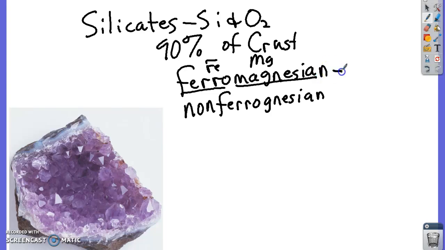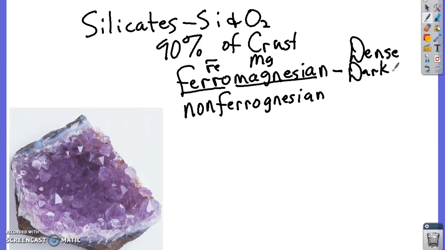These rocks tend to be very dense, very heavy rocks, which makes sense. You've got iron, and magnesium is fairly dense too. And they tend to be fairly dark. So if they're dense and dark, double D, not Dungeons and Dragons, but in this case dense and dark, then it's going to be a ferromagnesium.